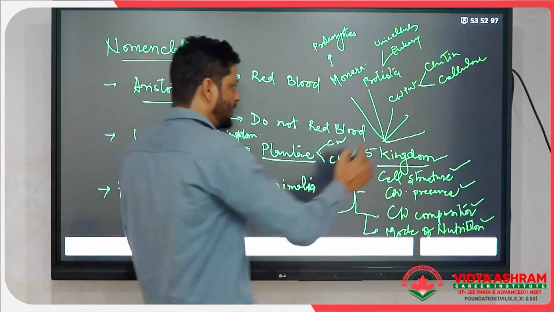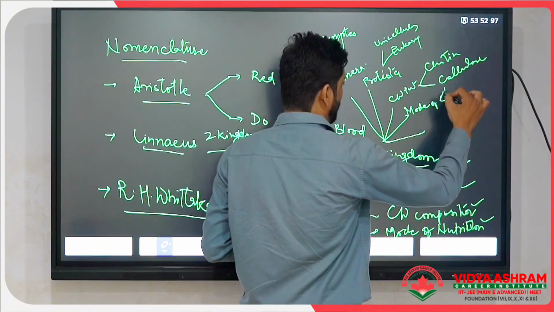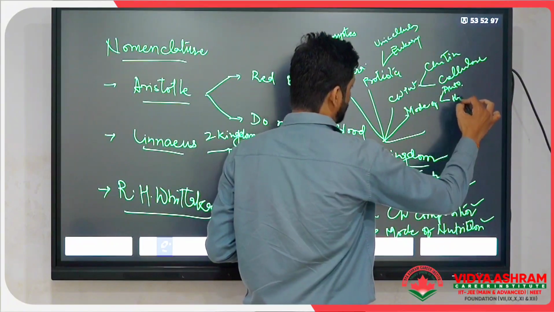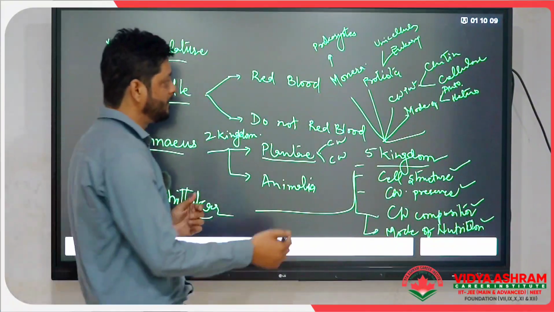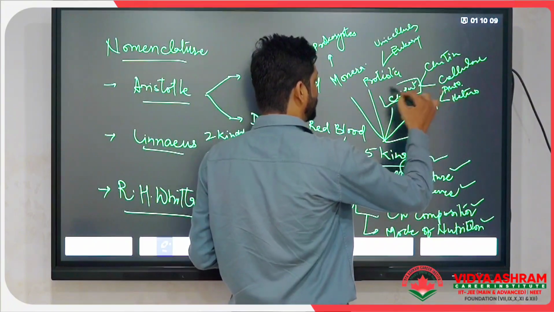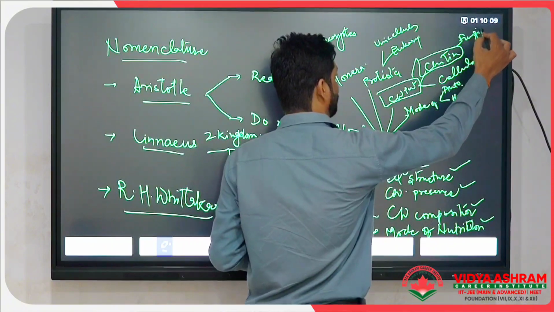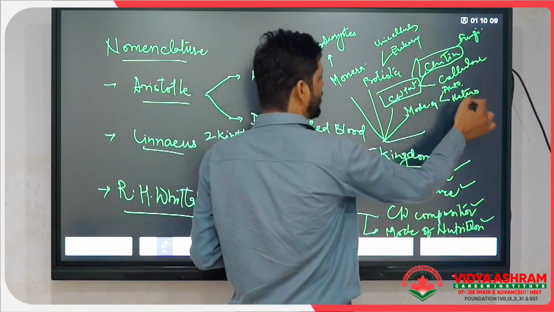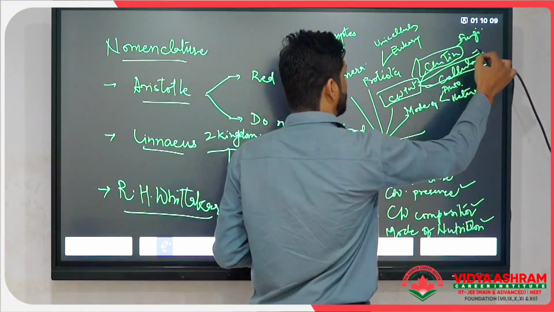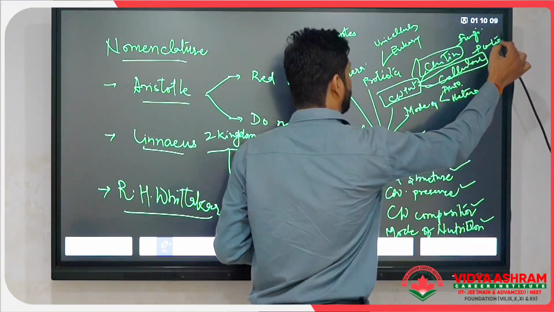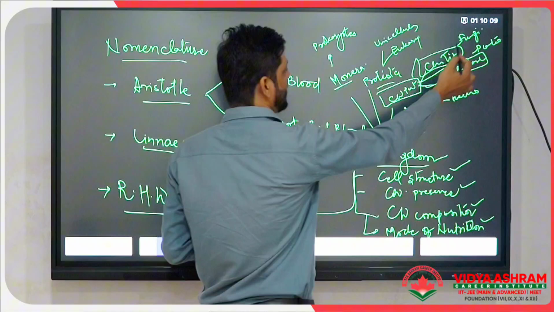The next basis is the mode of nutrition. Mode of nutrition is either autotrophs or heterotrophs. So when the cell wall is present and it is made up of chitin, it is the third group called the fungi, and the mode is heterotrophic. When the cell wall is present and is made up of cellulose, it is the kingdom Plantae. So we have 4 groups: Monera, Protista, fungi, and Plantae.